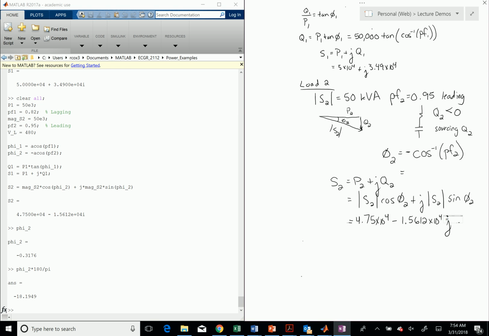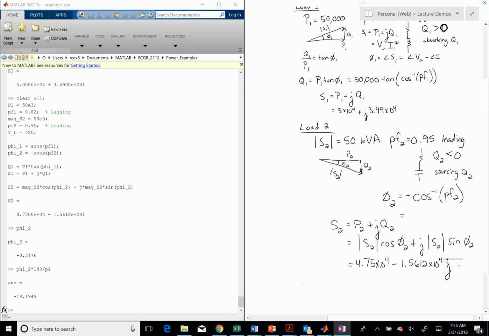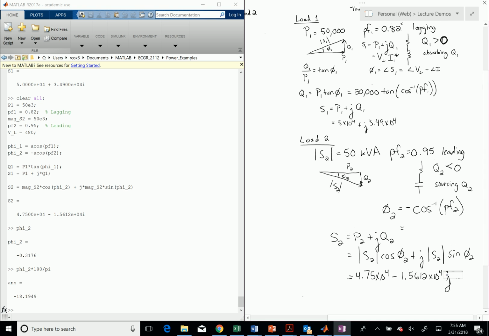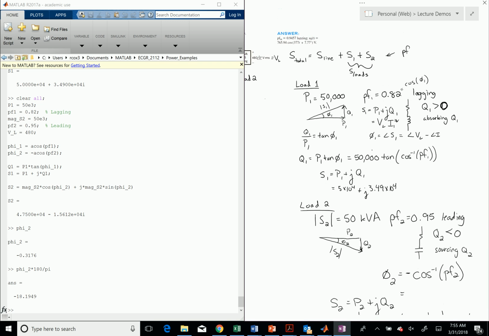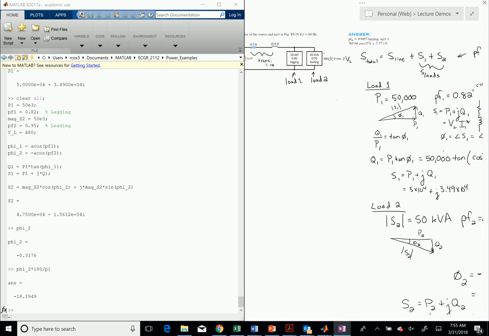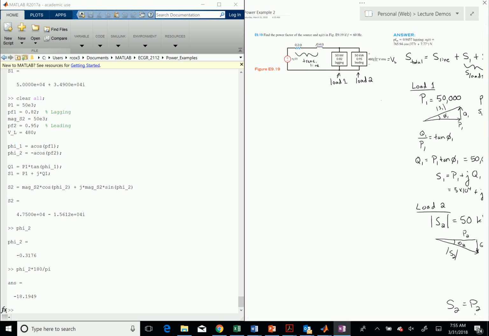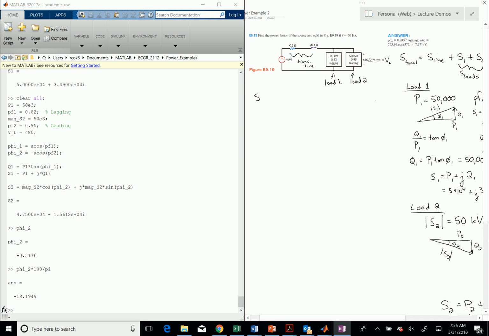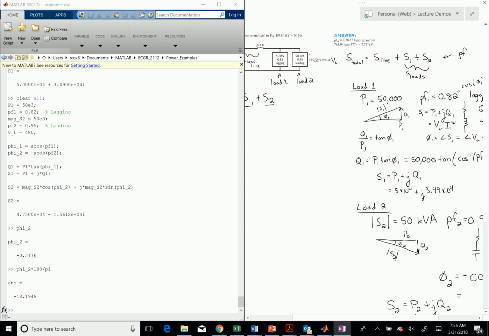Now, what's next? What's next for us is we need to figure out what S loads are. We need to find the total. So S loads is equal to S1 plus S2. That's the total complex power absorbed by these loads.